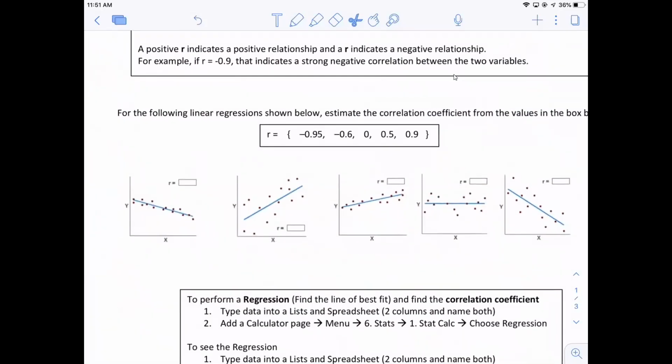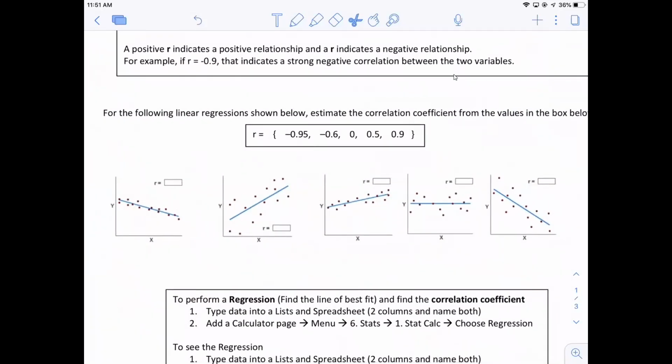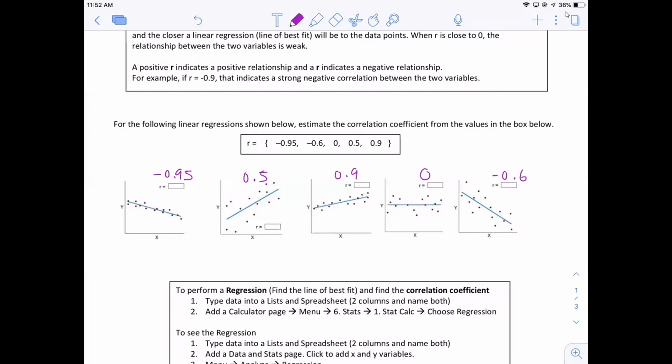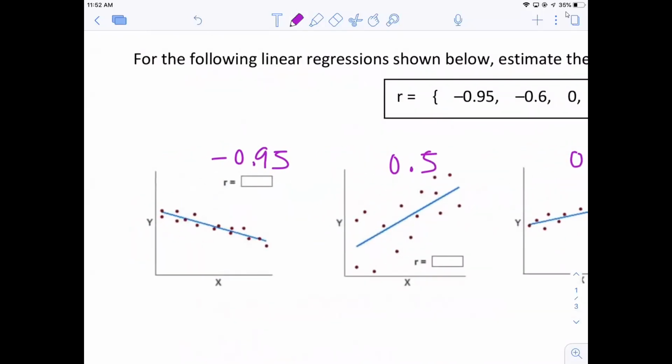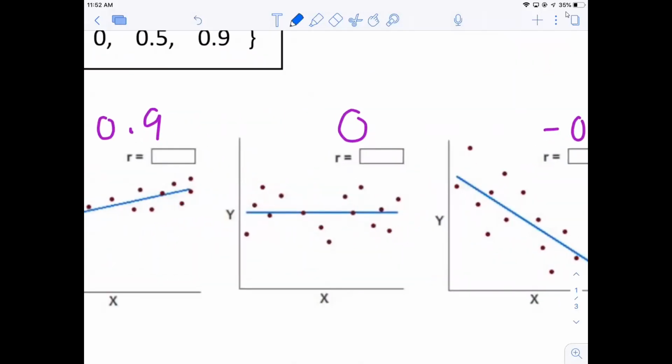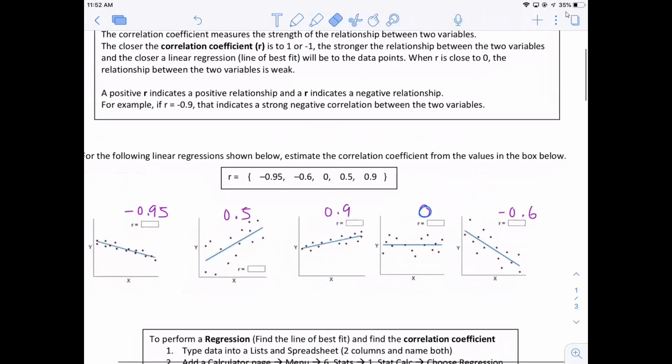So given these graphs over here, I'm just going to pop in the answers and you can check. All right, so those are the answers I got. Yeah, so for this one, the no relationship, the zero doesn't represent the slope of the line, right? It just means there's really not any relationship between these two variables.